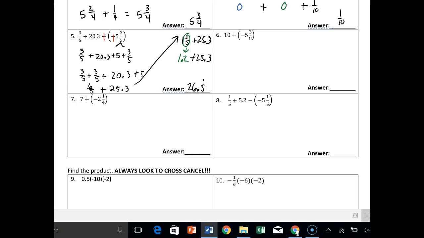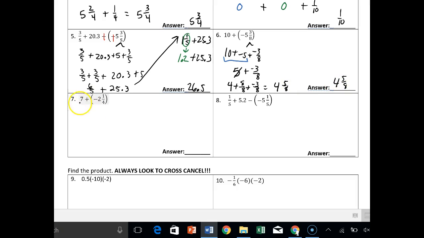Number 6, I'm going to allow you to do. Actually, no, I'll do it with you. So 10 plus, split them, that's negative 5 plus negative 3/8. Remember, if the whole number is negative, the fraction is negative. Now, don't borrow anything yet. Do the actual subtraction. 10 plus negative 5 is 5 plus negative 3/8. Now borrow. So 5 borrowing 1 looks like 4 plus 8 over 8 plus negative 3/8. So that's 4 5/8 is your answer.